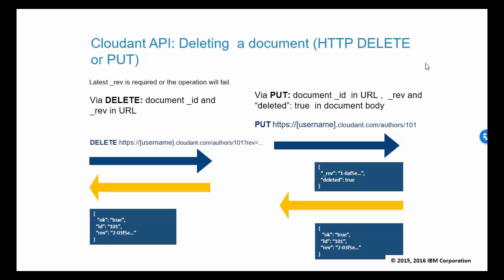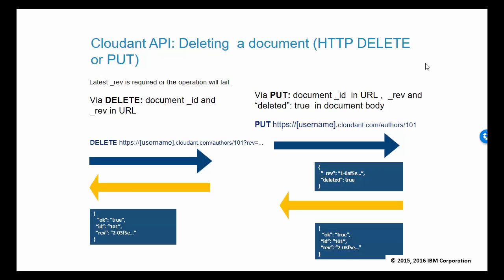Like with the case of an update, the latest revision number is required or the delete operation will fail. So let's first look at doing a delete via the HTTP delete operation. In this case, both the document ID and the revision number have to be in the URL because an HTTP delete does not allow any content in the body of the request. So in the case of an HTTP delete, again, I put the revision number and the document ID in the URL, and I will get back an acknowledgement saying that the delete was successful.